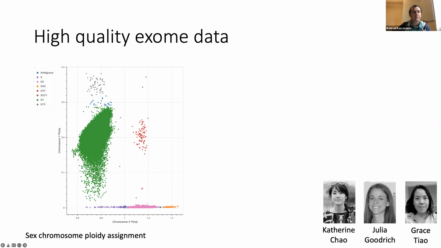This is also a good estimate of contamination in samples. So you can see there's a nice separation between, in this case, the females and the males, with some sex aneuploidies as well, as expected in these extremely large data sets. When you get up to about 500,000 individuals, you do expect to see quite a few individuals who are not XX or XY.